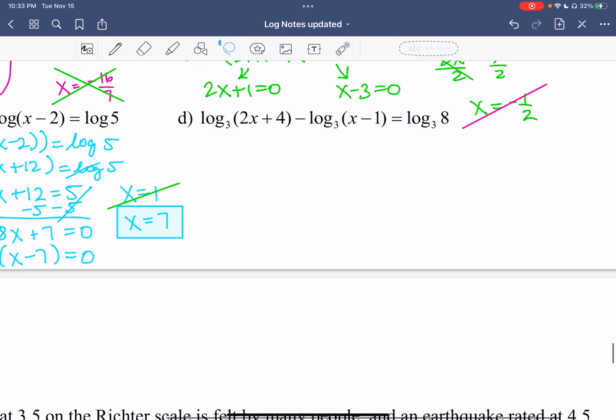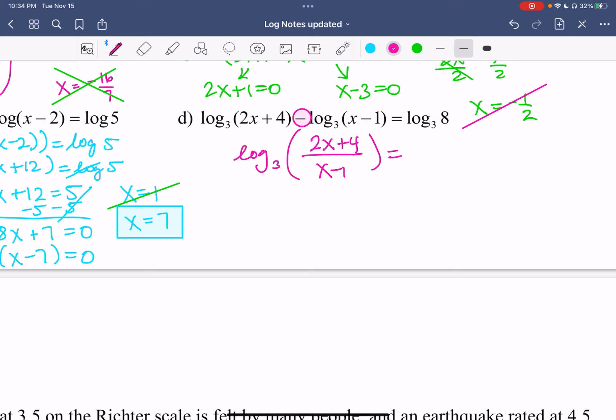Let's do the last one. We have to condense the left-hand side. I see a minus, so I'm going to apply the quotient law. These are all base 3. So we have log base 3 of 2x plus 4 over x minus 1 is equal to log base 3 of 8. They're both log base 3 on the left and the right, so you can get rid of that and then just set the arguments equal to each other.